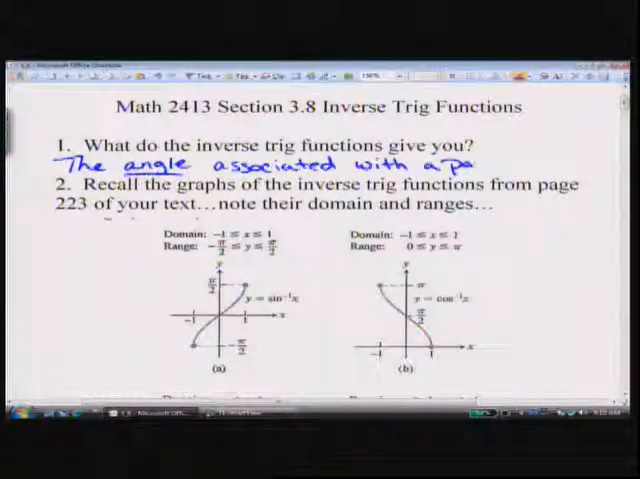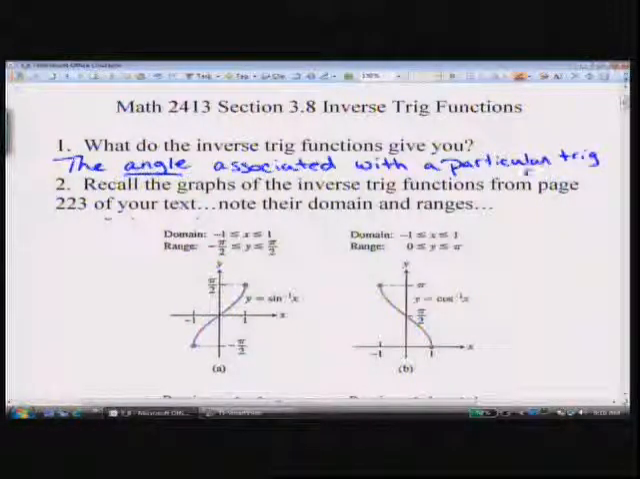A particular trig ratio. Do you talk about math with your parents?